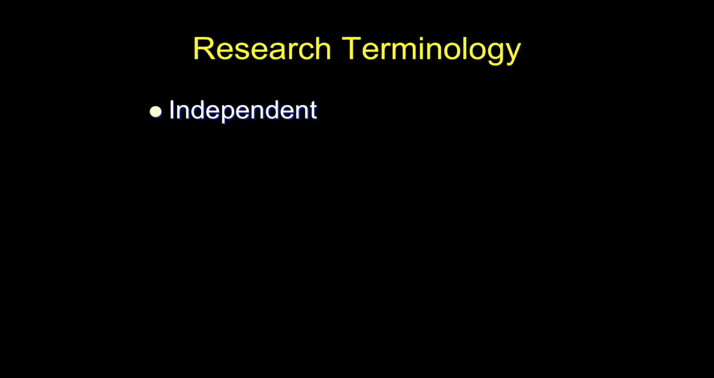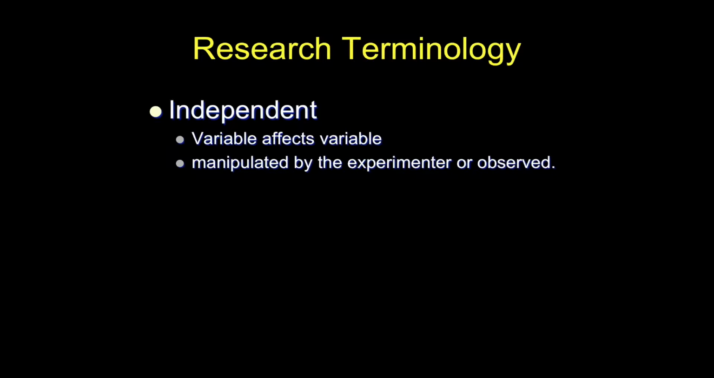So let's talk about the independent and dependent variables. The independent variable is the variable that is going to affect another variable. It's the one variable that you're manipulating to basically affect an outcome. So, for example, if you're administering a dietary supplement, the amount of that supplement is the variable that the experimenter is controlling that is going to affect whatever outcome measure that you are measuring.